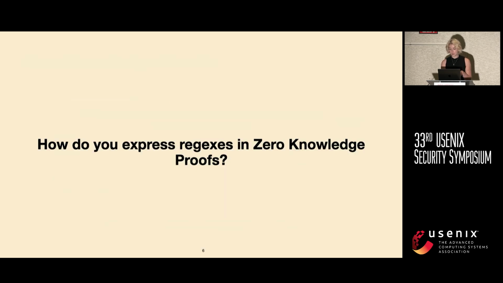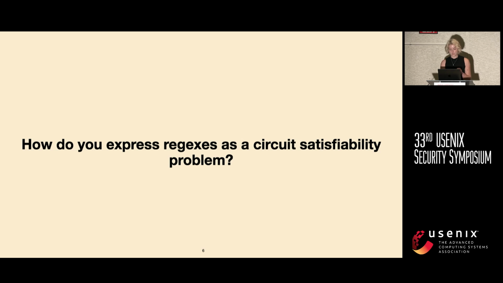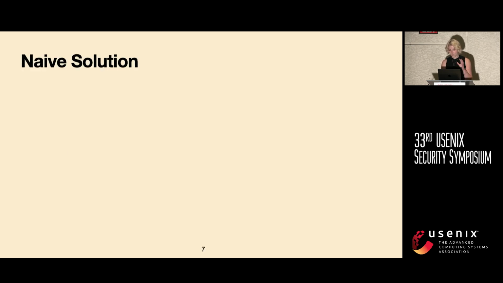So the question then becomes, how do you express regexes in zero knowledge proofs? And really what this is asking is, how do we express regexes as circuit satisfiability problems? Because in order to construct a zero knowledge proof, we have to express this as some type of circuit. So let's start with the first approach.